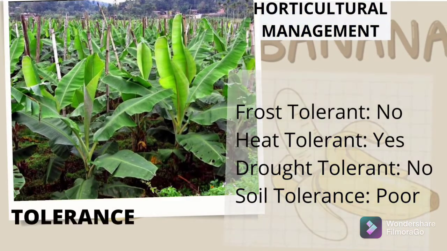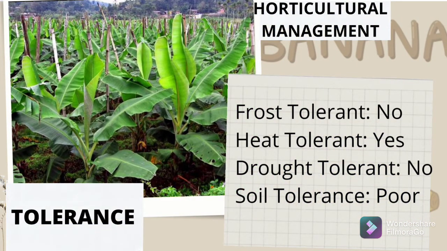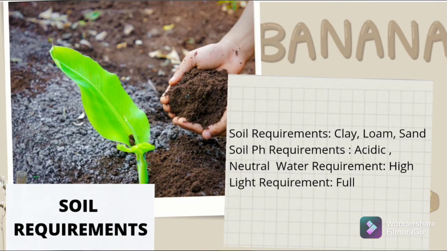There are different requirements in banana plantation. First is the soil requirement, which requires clay, loam, and sand soil. And the soil pH requirement is acidic and neutral. And its water requirement is high, and its light requirement is full.